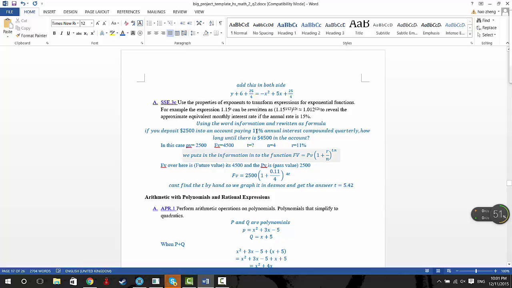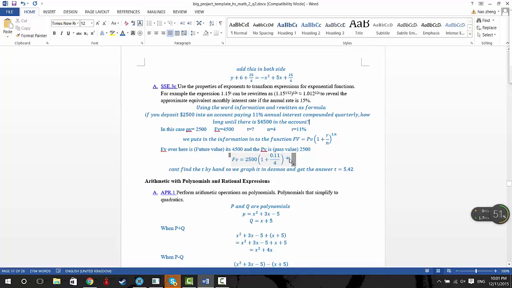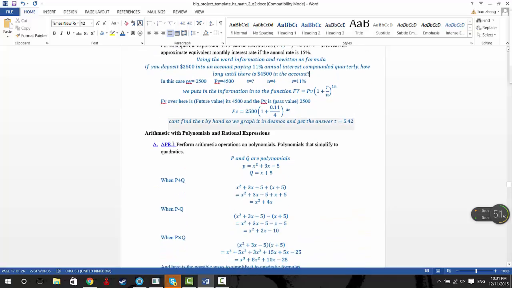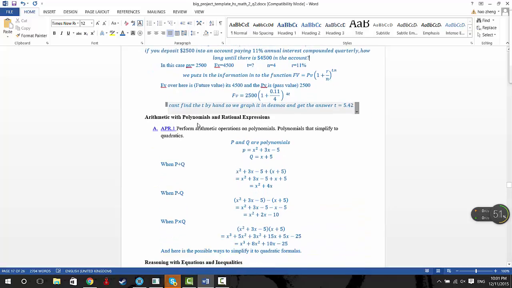So we have all the information, but T is missing, so we put the information into the function. It'll be FV equals PV times the bracket 1 plus R over N, to the power of T times N. After we fit in all the information, it will be like this, but we are not able to find the T by hand, so we just go to decimals and graph it, and as you can see, here is the T, here's the answer. And next, oh, this is easy, I love this.